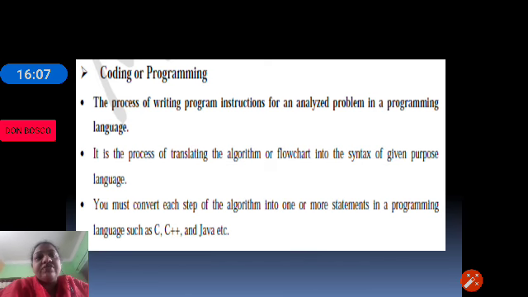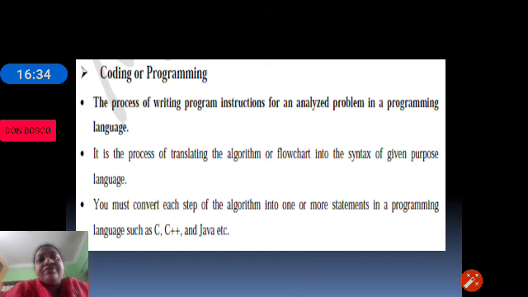The process of writing program instructions for the analyzed problem. So we know what the problem is. We have analyzed how we can solve the problem. Then we have developed algorithms and flowcharts. The next step is we put the instructions in a computer so that we solve that problem.